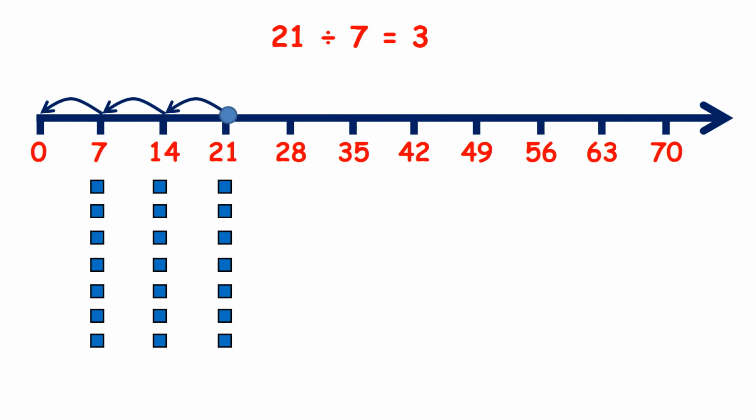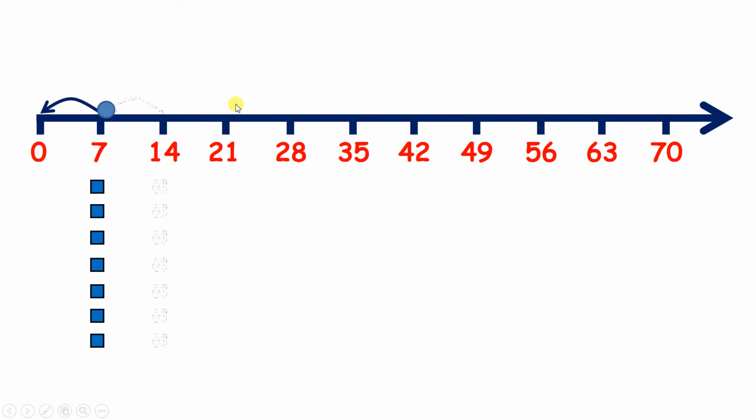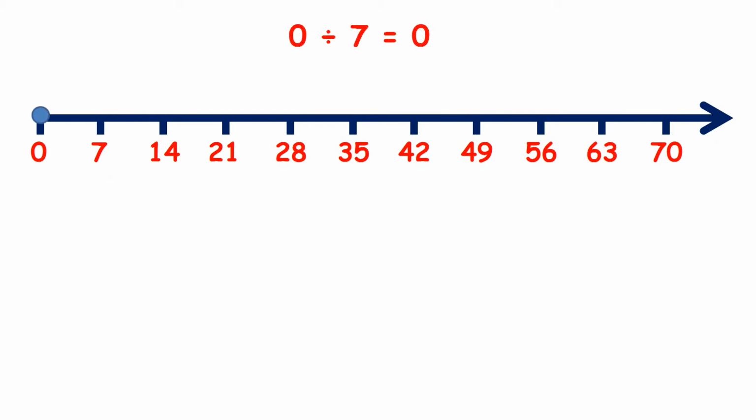21 divided by 7 is 3, because if we have 21, we can take away 7 3 times to get to 0. 14 divided by 7 is 2, because if we have 14, we can take away 7 twice to get to 0. 7 divided by 7 is 1. 0 divided by 7 is 0.